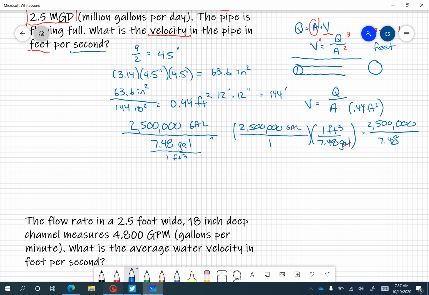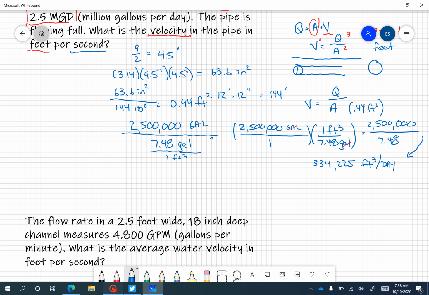So let's go ahead and do that. 2,500,000 gallons divided by 7.48 comes out to 334,225 cubic feet. Now remember, this is per day, but I'm trying to get it down to cubic feet per second to plug into my formula. So how do I do that? Well, how many seconds are there in a day?